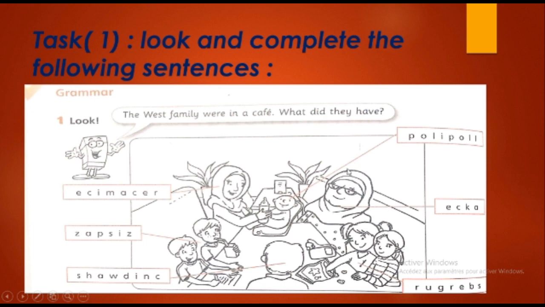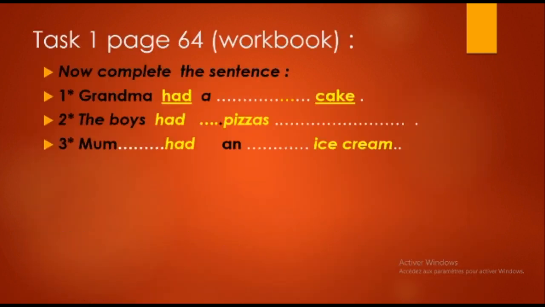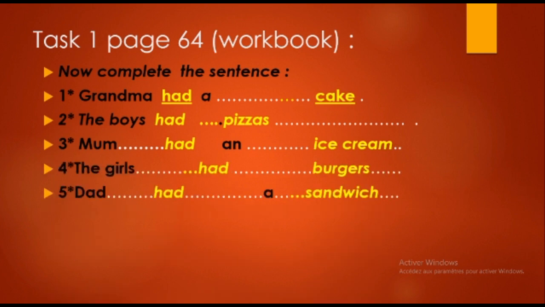Now let's move to Dad. Look at Dad. What did he have? We said sandwich. Now complete the sentence. Dad had. Excellent. Had a sandwich. Dad had a sandwich.